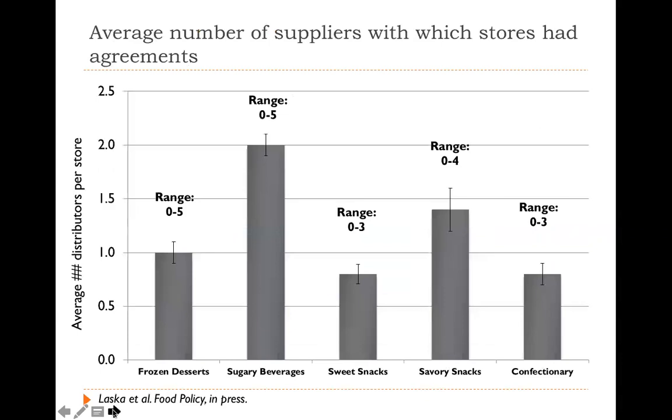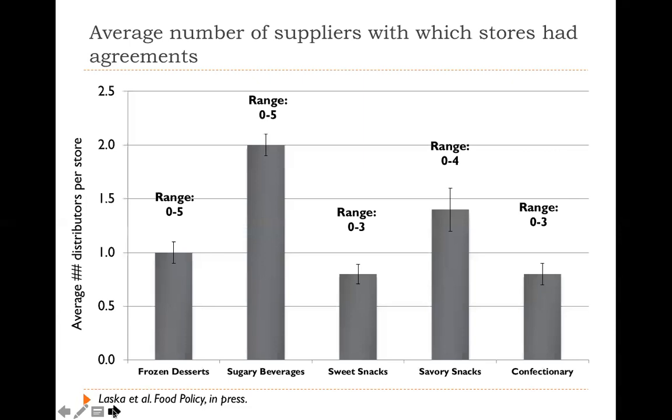We asked the retailers, okay, so you have an agreement with somebody that supplies your sugary beverages or your confectionery. We asked them more detail about each of those agreements. So we said, who are those agreements with? And we asked them to name the companies that they're with. These are tallies of those reports. You can see that there's some variability in how many agreements on average they have across the product types.